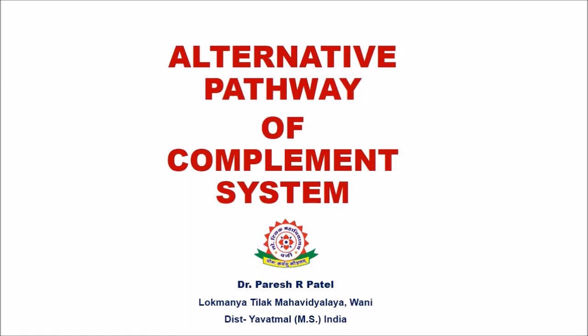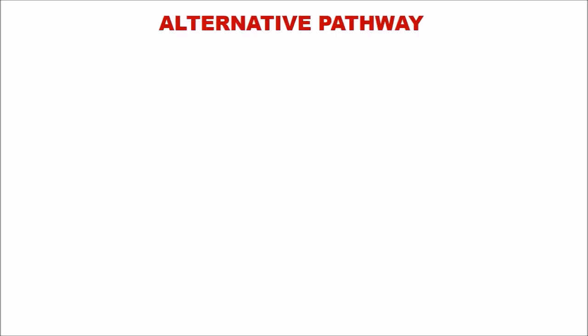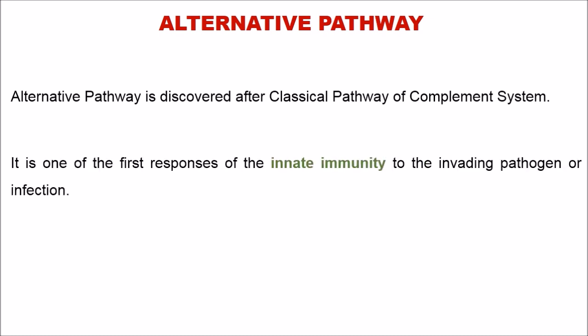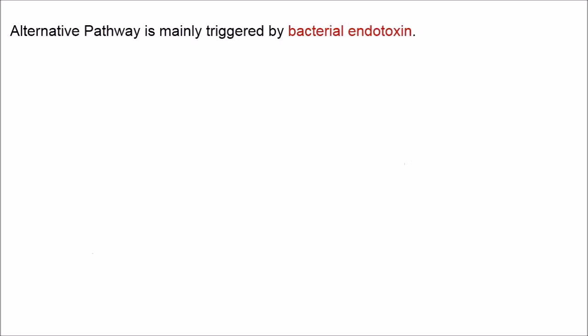In this video, we will see in detail about the alternative pathway of the complement system. The alternative pathway of the complement system was discovered after the classical pathway. It is one of the first responses of the innate immunity to an invading pathogen or infection. It is an antibody-independent complement pathway.